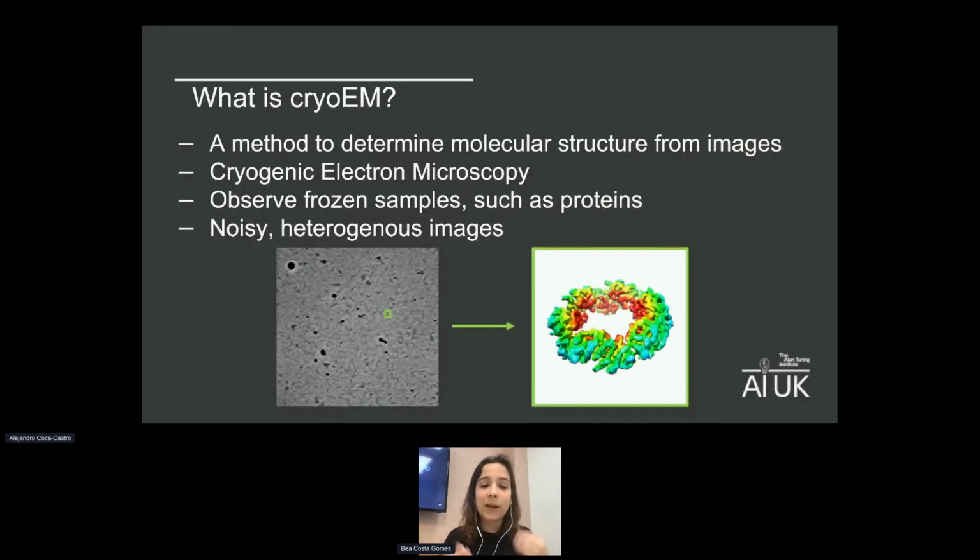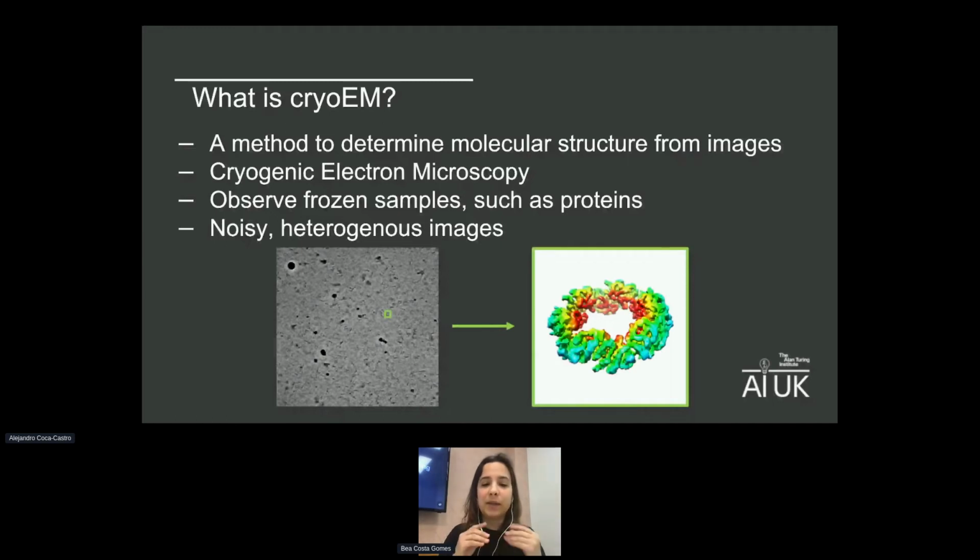So basically, when you have things that are smaller than the wavelength that the lasers in fluorescence imaging would capture, you actually need to think outside the box. And in this case, we use electrons. But with great resolution comes great noise. So we actually have really noisy images when we observe these samples. And these samples are frozen.